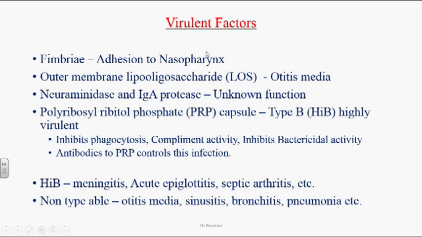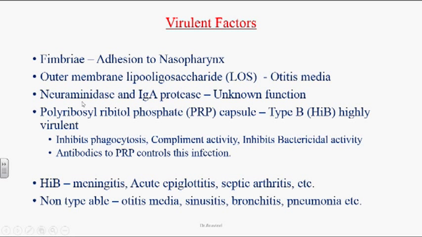Virulence factors of Haemophilus influenzae. These organisms have fimbriae, which always help in attaching to the nasopharyngeal epithelial cells and other respiratory epithelial cells, and they have outer membrane lipo-oligosaccharides, which we can refer to as LOS. This lipo-oligosaccharide always helps in attaching to the respiratory membrane present in the middle ear area, that is the eustachian tube, which can ultimately cause otitis media. So in otitis media, the major virulence factor leading to the infection is lipo-oligosaccharide, which we refer to as LOS.